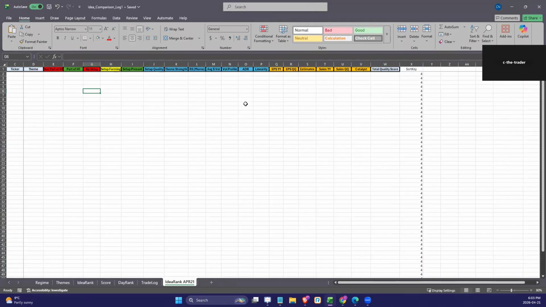Plug them into here. I can sort it where top ideas go here, the ones that actually have a setup ready, and then total quality score, which takes pretty much everything about the technicals and the fundamentals and spits out a score of what's the highest quality idea. Then I would just trade the one or two top ideas, the top ideas with the highest score, and I would focus on those.